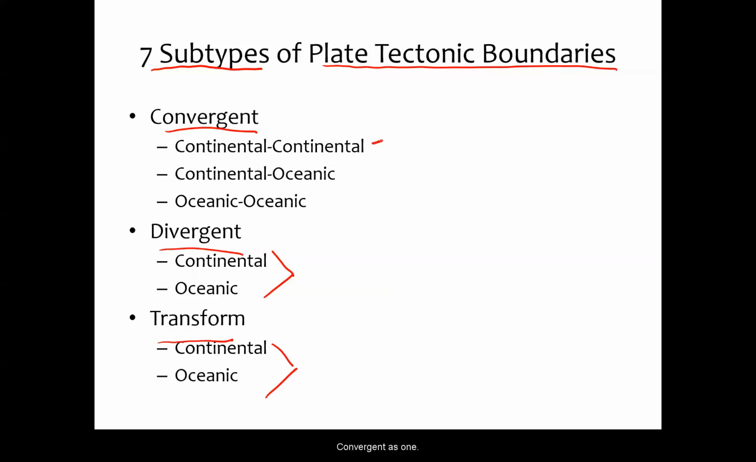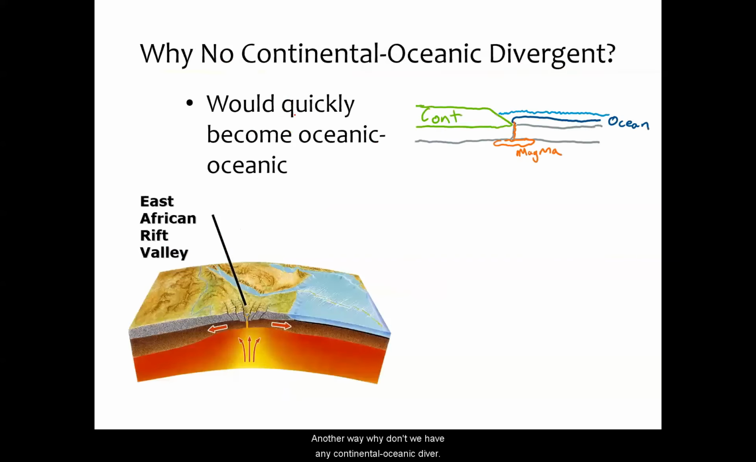Convergent has one that's 2 continents colliding and 2 oceans colliding, but it also has this 3rd type where a continental margin or the continental crust can collide with some oceanic crust at this type of plate tectonic boundary. So why is that special for convergent boundaries? Think of it another way. Why don't we have any continental oceanic divergent boundaries? So you can see one that I've drawn over here.